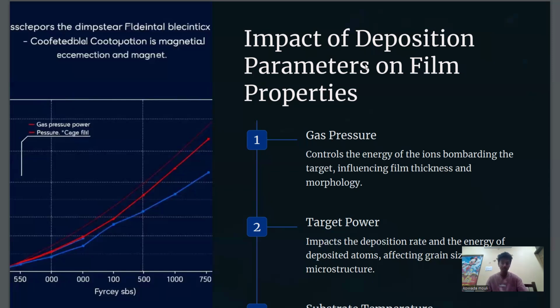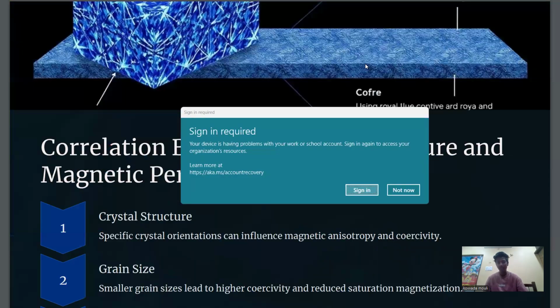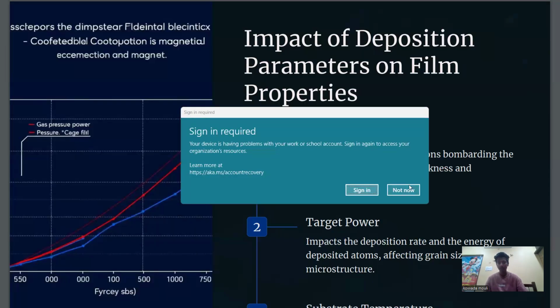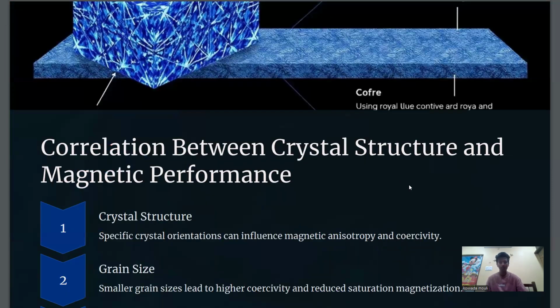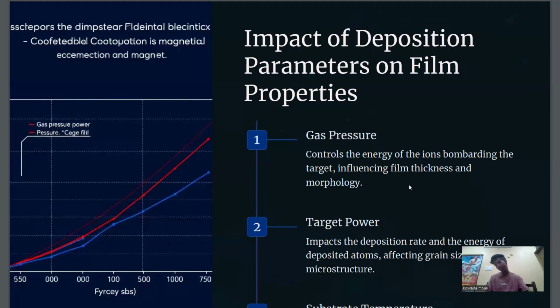Impact of deposition parameters on films: gas pressure and target power. Gas pressure and target power control the energy of the ions bombarding the target, influencing film thickness and morphology. Target power impacts the deposition rate. The energy of deposited atoms affects grain size and microstructure.